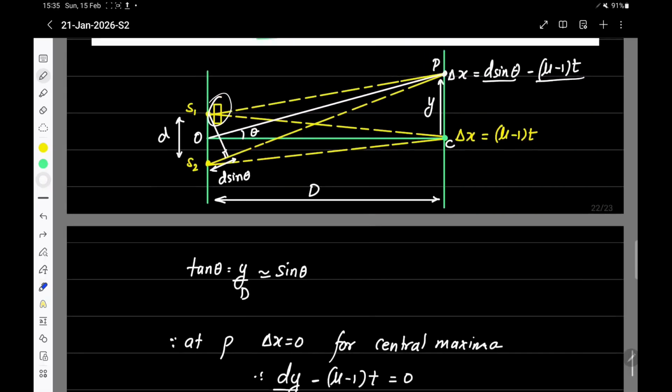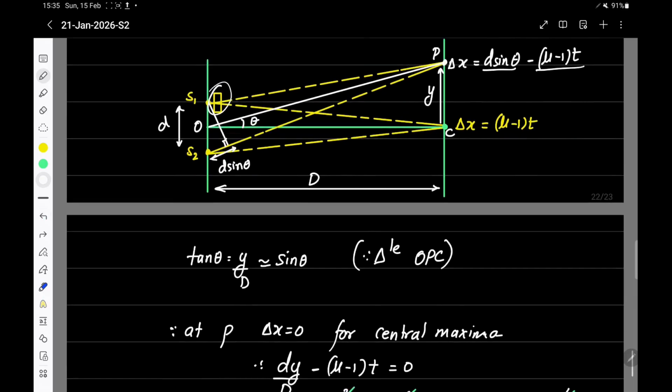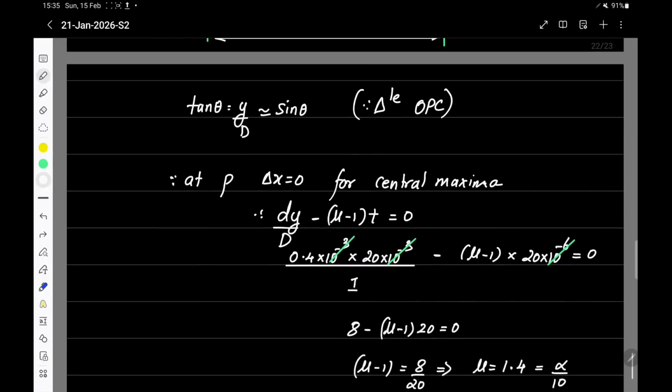So now from this diagram, if you consider the triangle OPC, you will see that tan theta is going to be equal to y divided by capital D, opposite by adjacent, which is approximately sin theta because theta is very small. Now what we shall do is locate the point of zero path difference. So d sin theta can be written as d y by capital D, minus (mu minus 1) into t, which should be equal to 0.